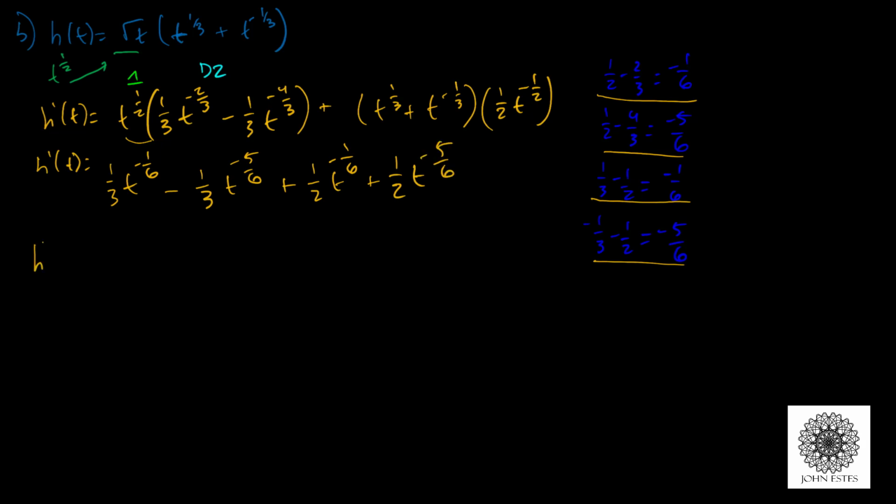Lastly, I can combine some things again using some arithmetic. I have a 1/3 plus 1/2, that's going to be a positive 5/6 t to the negative 1/6. And then I have a negative 1/3 plus 1/2, which gives me a positive 1/6 t to the negative 5/6. Oof, that was ugly, but here it is.